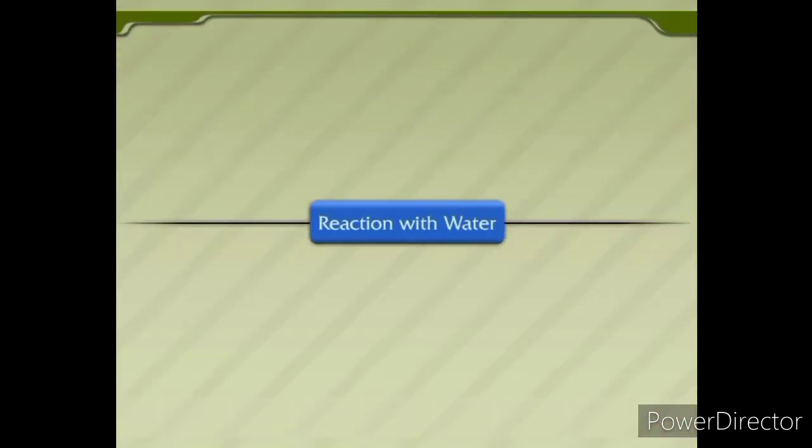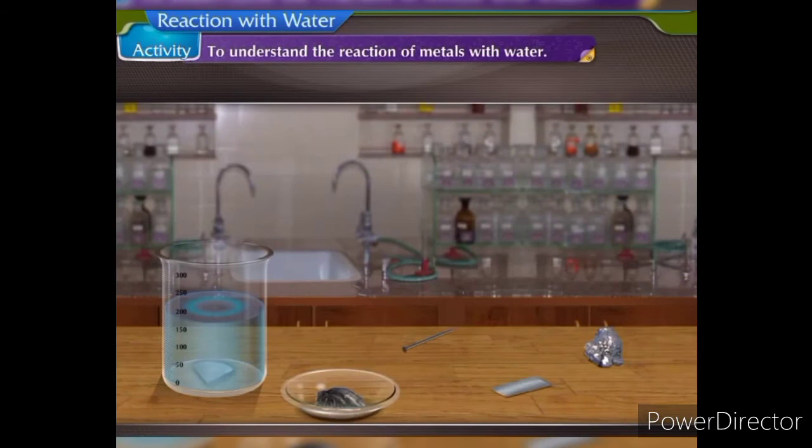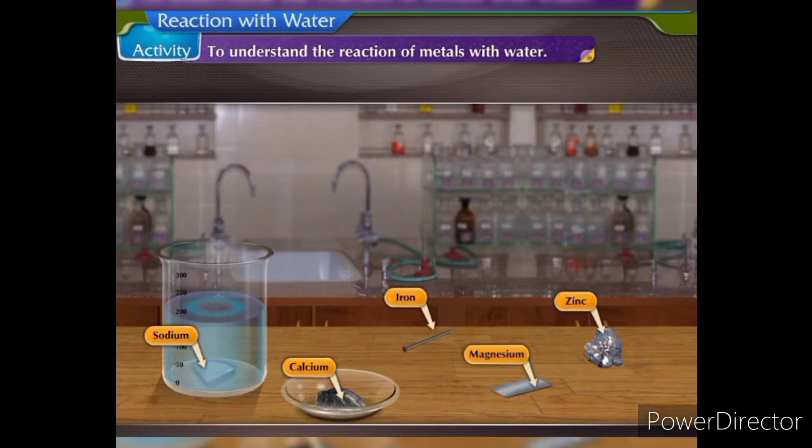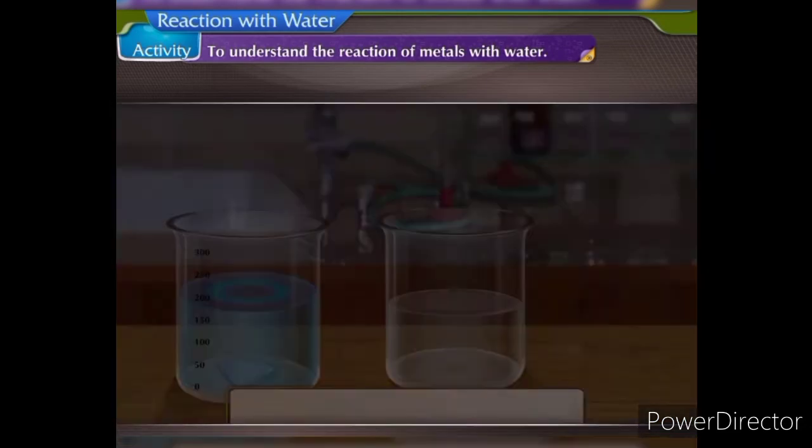Reaction with water. Take samples of sodium, calcium, magnesium, iron, and zinc. We shall now carefully add each of these metals separately in cold water and observe the reactions. Let us begin with sodium.